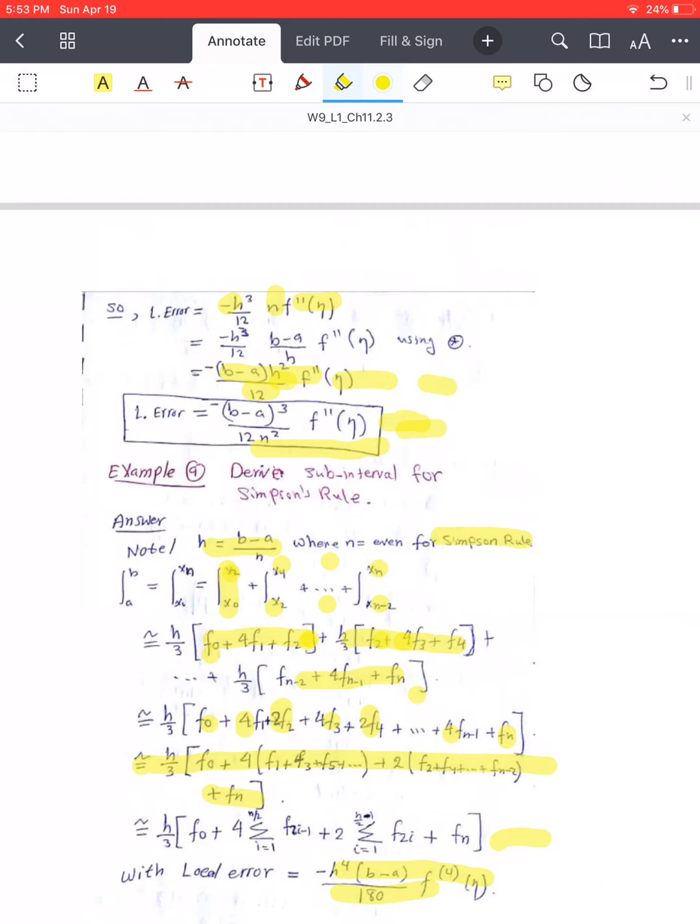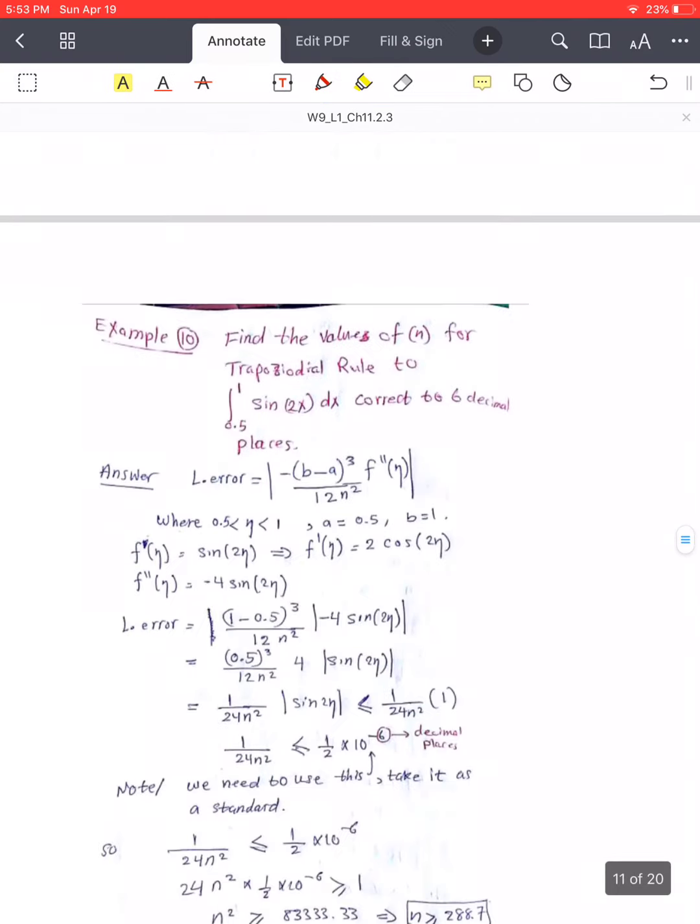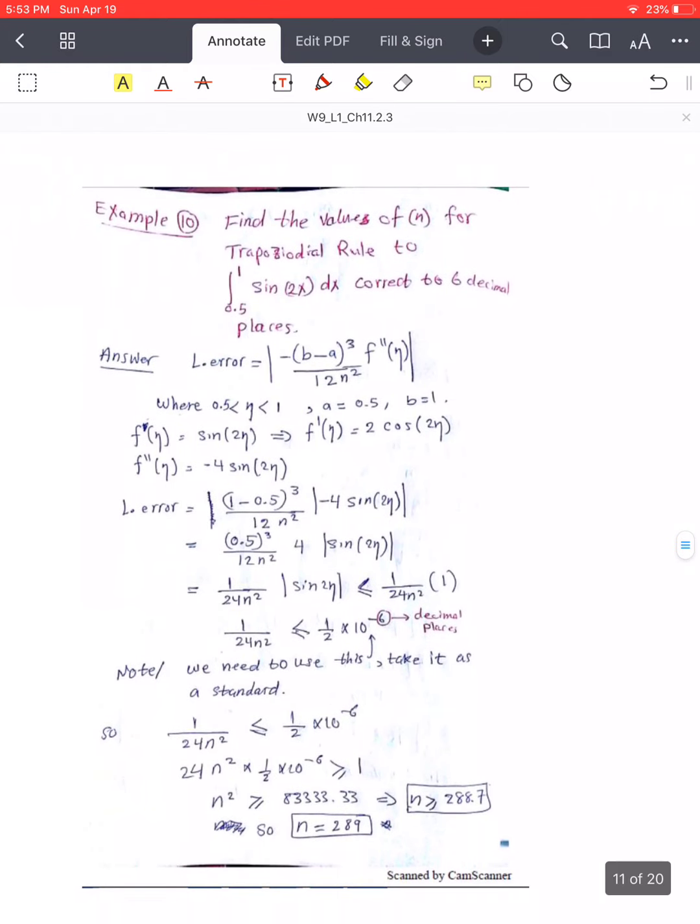So now h to the power 4 becomes times (b minus a) divided by 180. And we know what it is. So now we know what the error is, and we cannot choose n the way we like to make it as small as possible. So h, or n here, don't forget h is given somewhere, equal to (b minus a) divided by n. So we'll go to the next slide to illustrate this idea.